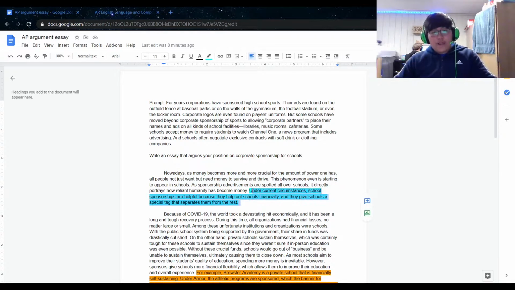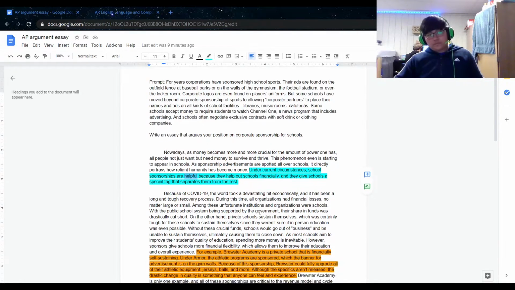Right here in the blue, I highlighted the thesis from this prompt, and it says, "Under current circumstances, school sponsorships are helpful because they help out schools financially, and they give schools a special tact that separates them from the rest." Right here, the thesis gives a firm standpoint of how sponsorships are helpful, and the thesis also gives 2 reasoning points. Overall, I would give this thesis 1 point.